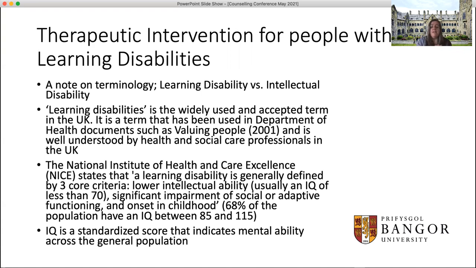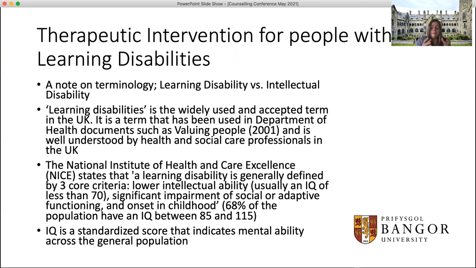Now, the example I have here of the diagnostic criteria is specific to the National Institute of Health and Social Care, which is an organisation that informs the NHS. But the World Health Organization and the Diagnostic Statistical Manual 5 also have versions of this particular diagnosis. There are three main criteria. The first one is IQ, intelligence quotient.